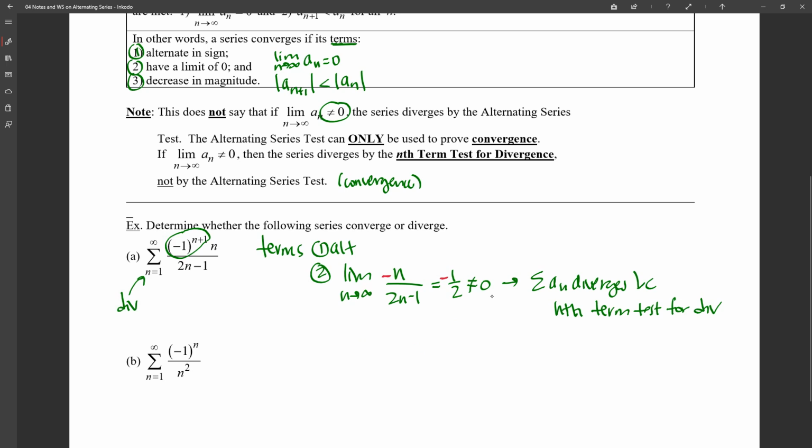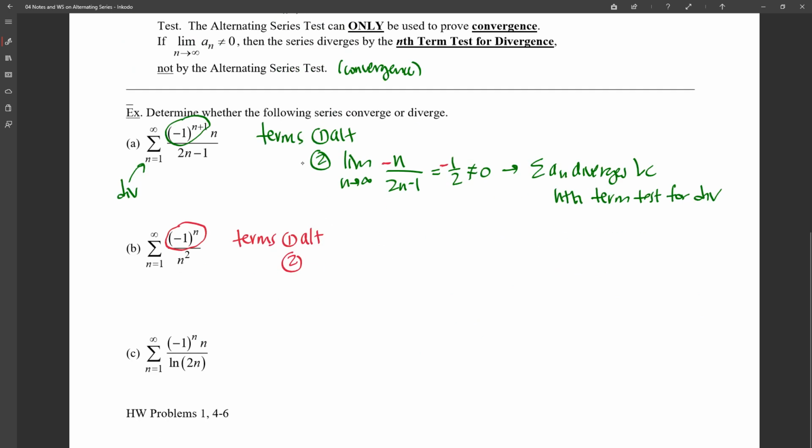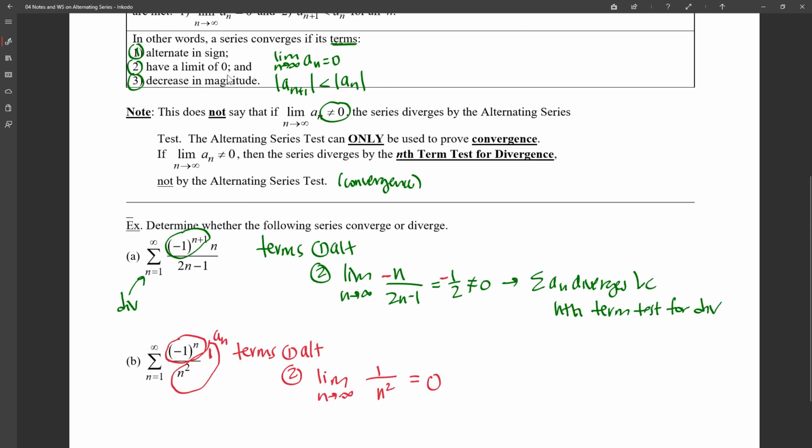Let's look at letter B here. All right, letter B says you've got an alternating series. So let's start with this. The terms do alternate. The second thing I need to look at is, do the terms have a limit of 0? So let's look at the limit as n goes to infinity of a sub n. Whatever's left here, this is your a sub n. Be careful, there's a 1 on top here, so this is 1 over n squared. Does that equal 0? As n gets bigger and bigger, this does equal 0. So I'm good so far with the requirements of the alternating series test.